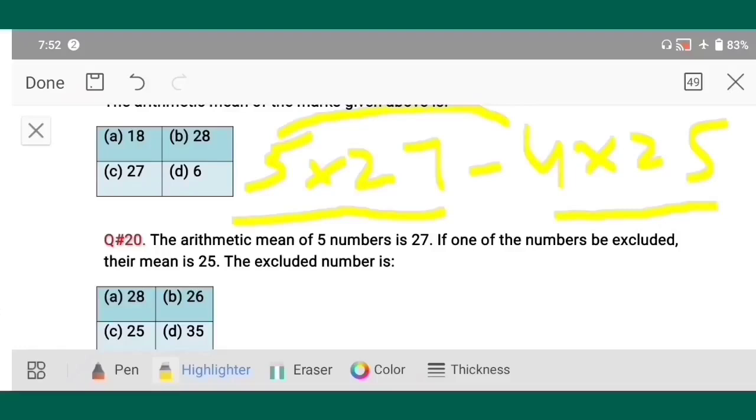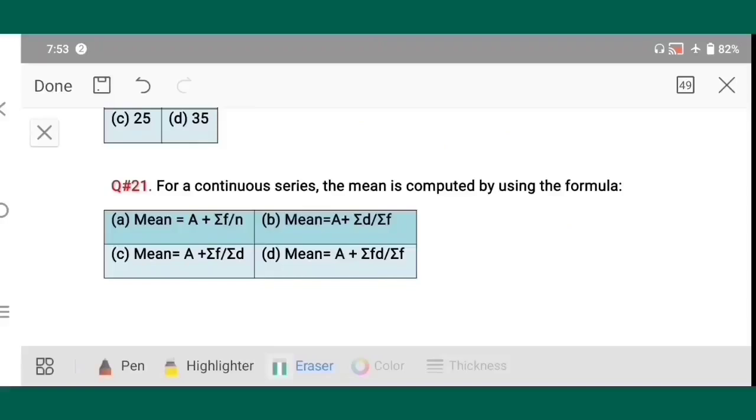So the first one gives 135 and the second gives 100, so it gives 35. So our correct option is 35. Question number 21. For a continuous series, the arithmetic mean or mean is computed by using the formula.